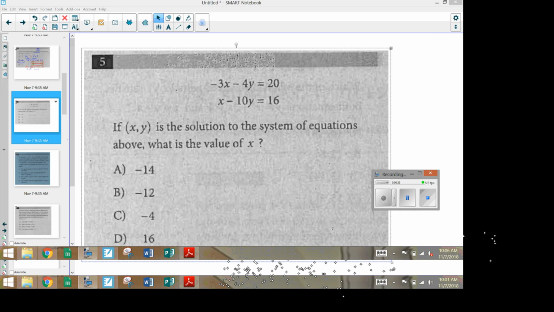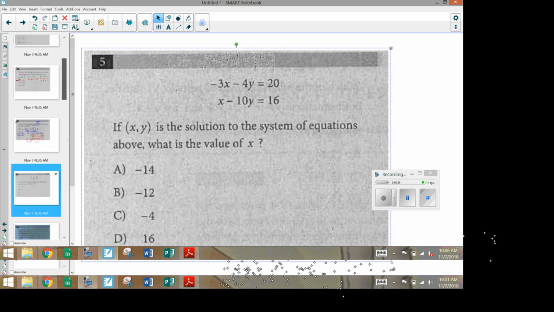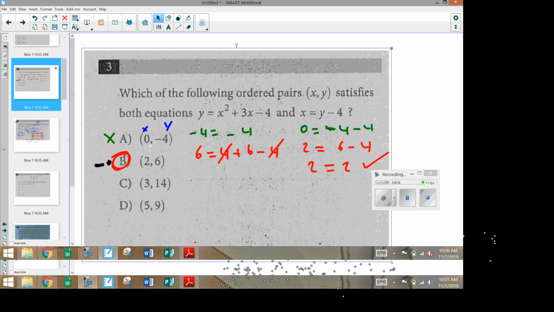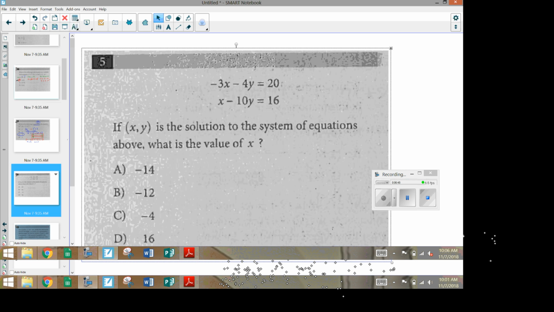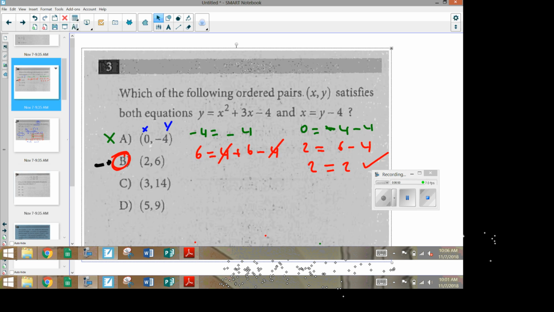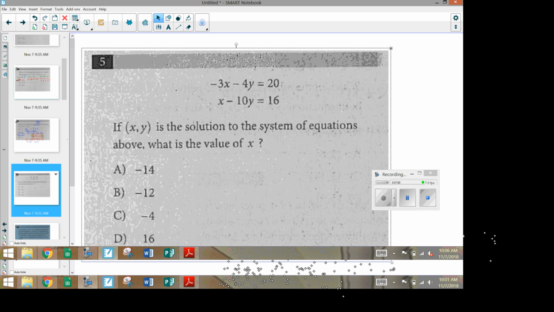Next question. Is there any similarity between question number 5 and the previous question? Which one was that? Question number 3. 3 and 5 are similar. Two equations are given, asking for the solution. I did try the answer choices on question number 3 because ordered pairs, x and y, were given, but in this case only x is given.